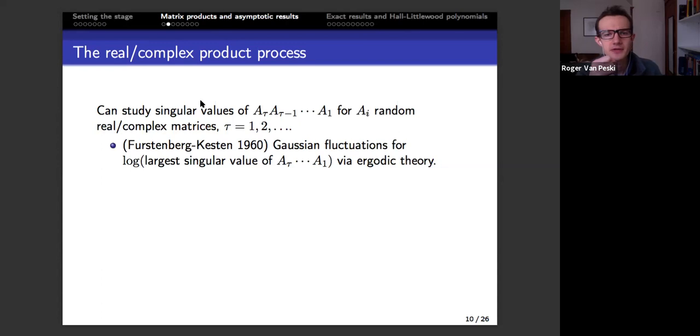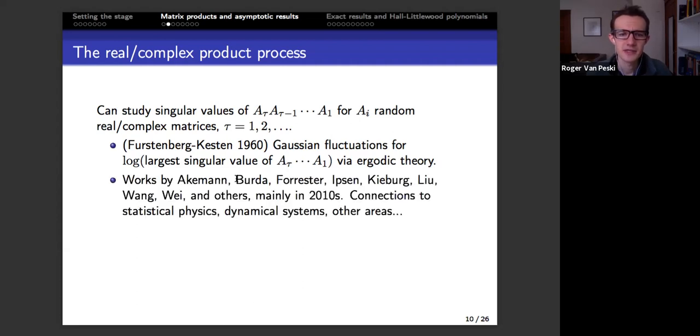So I'm going to talk now more specifically about products of matrices. In the complex setting, it's a quite old problem to study the singular values of a product of many random real or complex matrices from some distribution as you multiply more matrices onto the product. This is a different limit than the usual large matrix limit that we often take in random matrix theory. The first result here was the work of Furstenberg and Kesten in 1960, where they showed that if you look at the log of the largest singular value of this product, then as the number of matrices in the product goes to infinity, you should see Gaussian fluctuations.